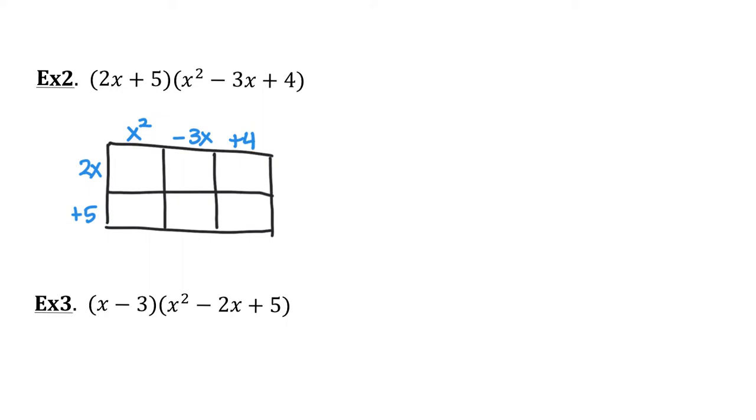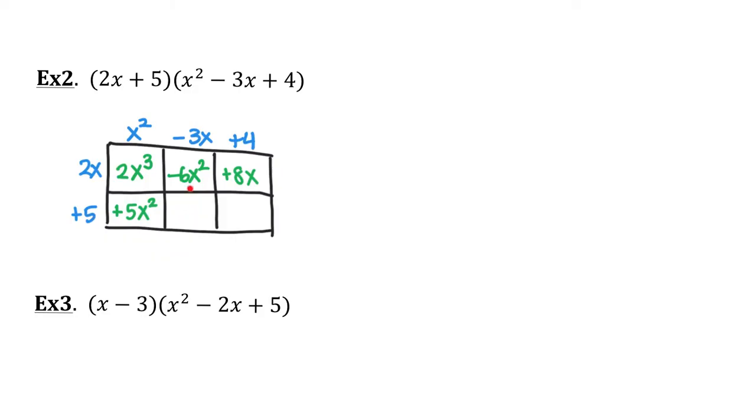Okay, then I'm going to go ahead and multiply to figure out what goes in each box. So 2x times x to the second is going to be 2x to the third. If I go here, 2 times negative 3 is negative 6, and then x times x is x to the second, so negative 6x to the second. If I go here, 2x times positive 4 is positive 8x. And I'm going to keep going. Here I have 5 times x squared, so that's positive 5x squared.